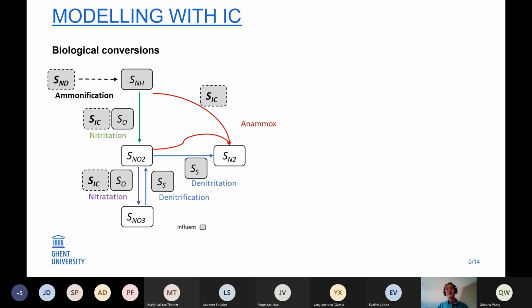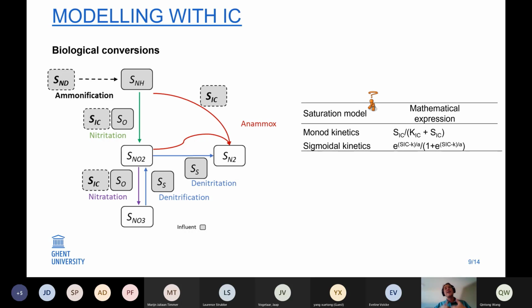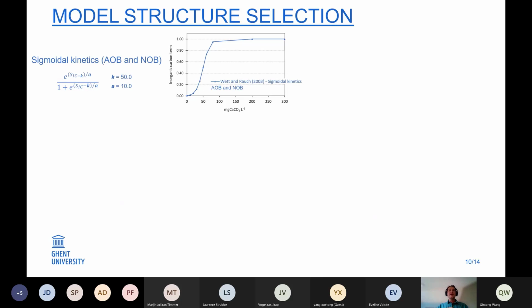And then by doing this, another question arose, which is what saturation model should be used? Because if you look into the literature, we could see that there are different possibilities in order to take into account inorganic carbon limitation in models. They're related to monokinetics, the classical kinetics, the sigmoidal kinetics, and then we dug a bit deeper into it.